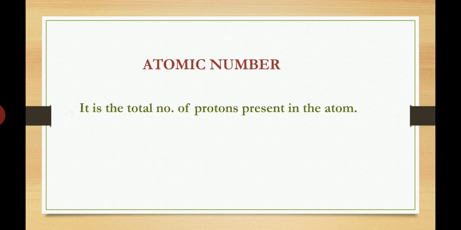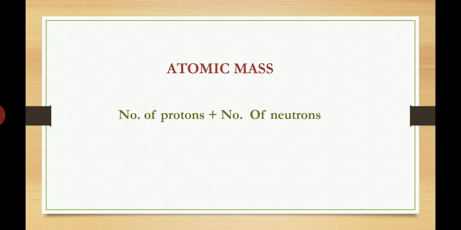Now we will learn about atomic number. Atomic number is the total number of protons present in the atom, and atomic mass is the total number of protons plus the total number of neutrons. That means we will sum it up. The protons that are present and the neutrons that are present, we will add them, and the total number will become the atomic mass of that particular atom.